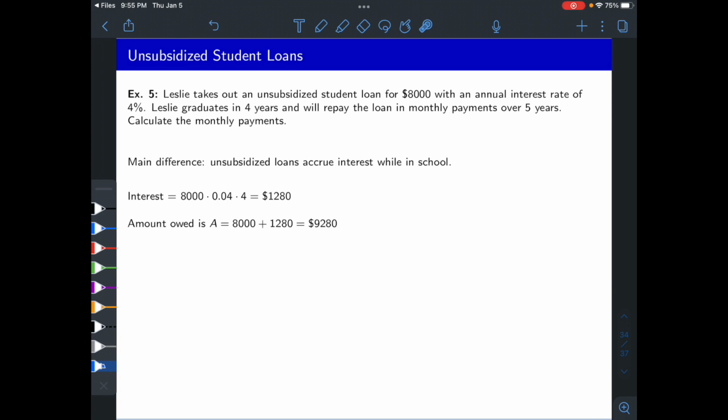Hence, the amount owed is now going to be A equals 8,000 plus that interest. 8,000 plus 1,280 is equal to 9,280. So this is going to be our amount A. Now going to our formula for monthly payments, we know what A is. A is going to be 9,280, and everything else we just plug in similar to how we did it before. R is going to be 4%. N is going to be 12 because we're making monthly payments. T is going to be equal to 5 because she's paying this off in 5 years.